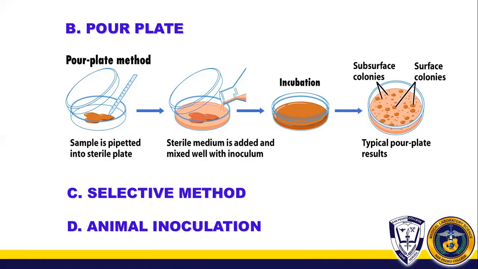Now, apart from the pour plate method, we can also use the selective method, simply using selective media. So you will be able to isolate a particular group of organisms by using selective media. Animal inoculation is also used. However, we don't perform this in routine clinical laboratories. Again, animal inoculation is widely performed in our reference laboratories or in research laboratories.